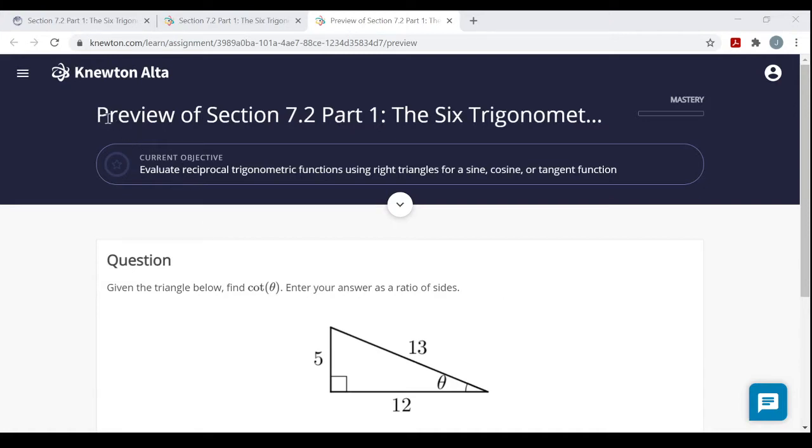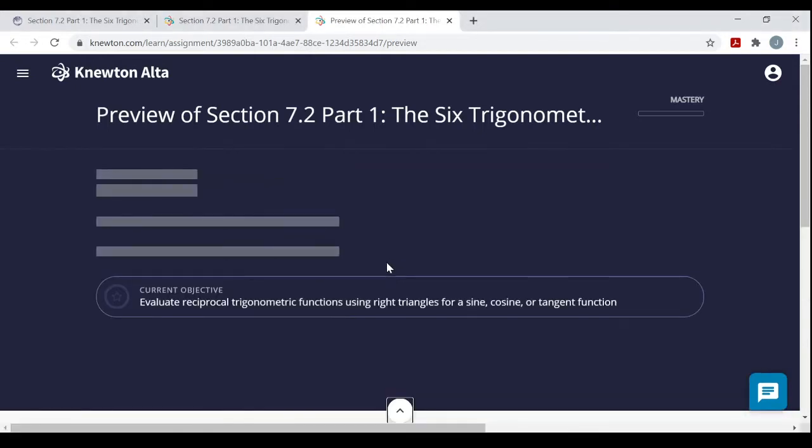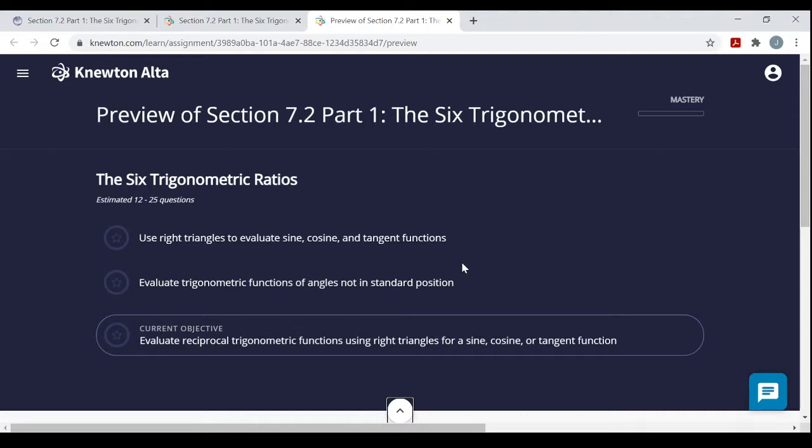Now, you're not going to see the word preview. You're just going to see the title and the mastery bar telling you how much has been completed. There's a question and what objective that question is on, and if you click on the down arrow here, you get all the objectives that are in this assignment and what progress you've made on all of them.